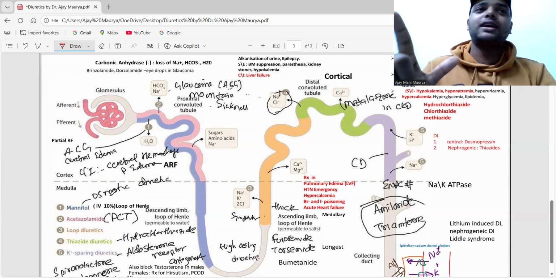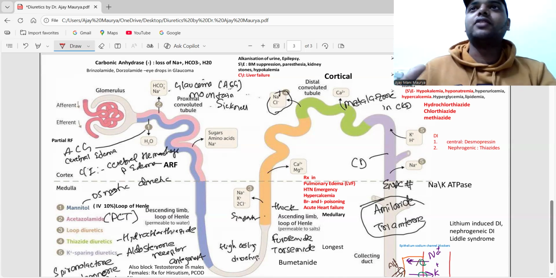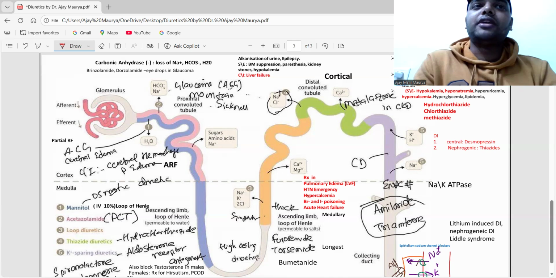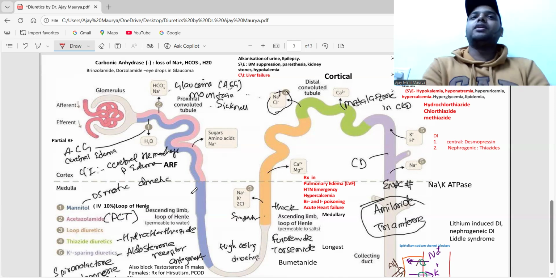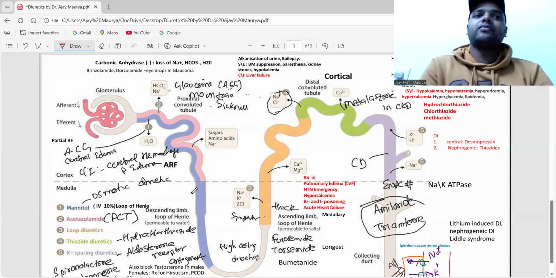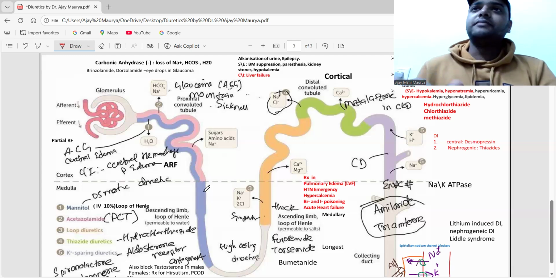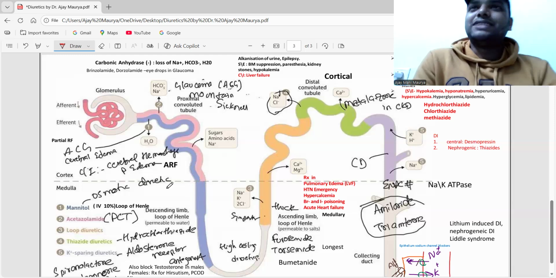First point, osmotic diuretic. The example is mannitol. It acts on the PCT and also on the thin loop of Henle. But mostly we have to mark the answer as the PCT only.